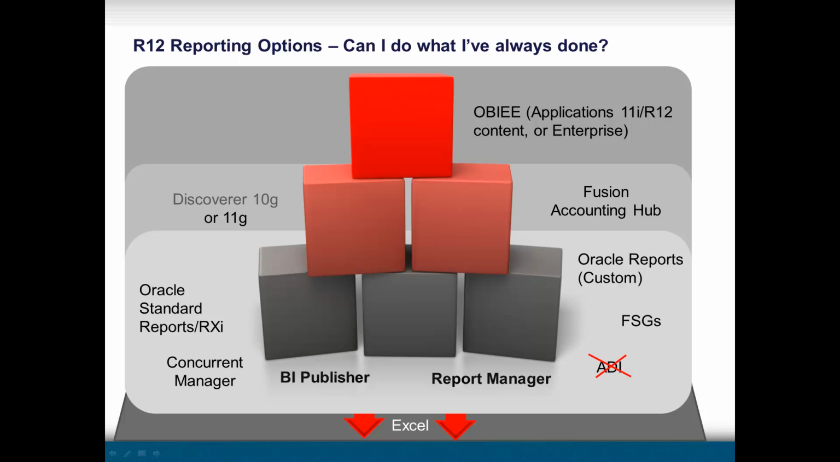And then of course you have OBIE sitting up at the top, and again you'll need some rework, but you do have content for R12 there that you can use. But of course we're still finding lots of people using Excel, so that still stays on the bottom of the slide. A little bit more about ADI, and then Shannon's going to talk a little bit more about Discoverer.